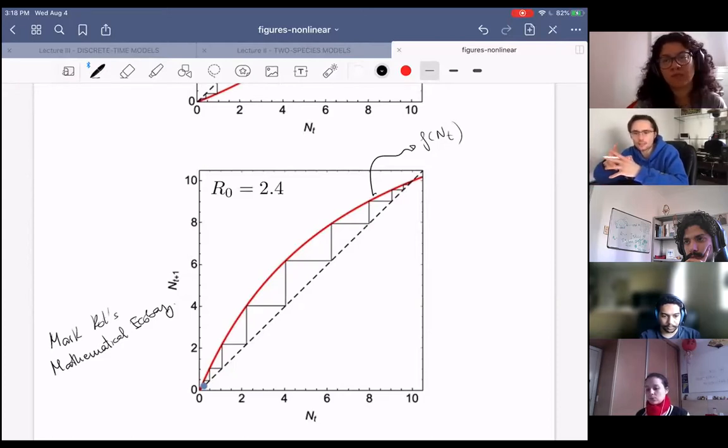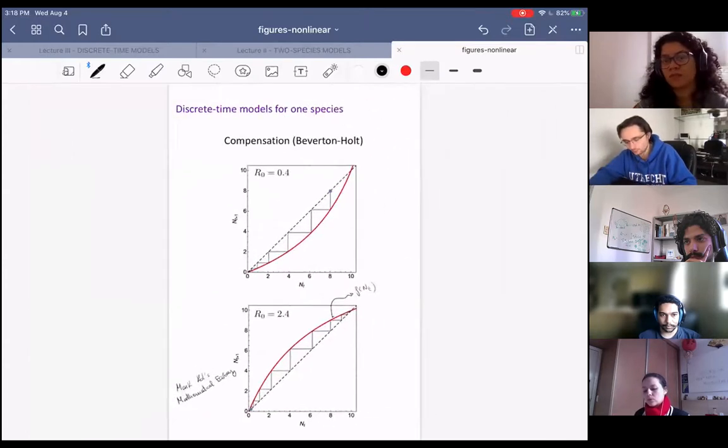He's not extremely rigorous mathematically. I highly recommend that book if you want to learn mathematical ecology without learning a lot of math and just getting intuition. That's a very, very interesting book.